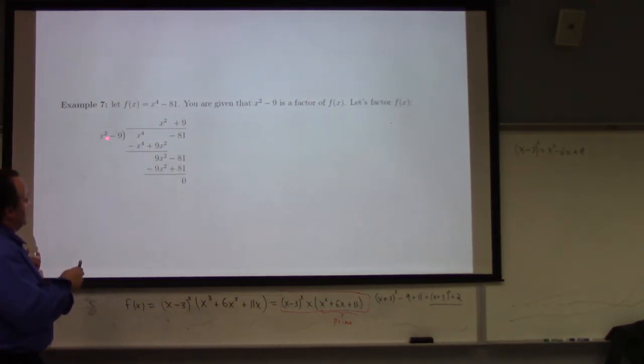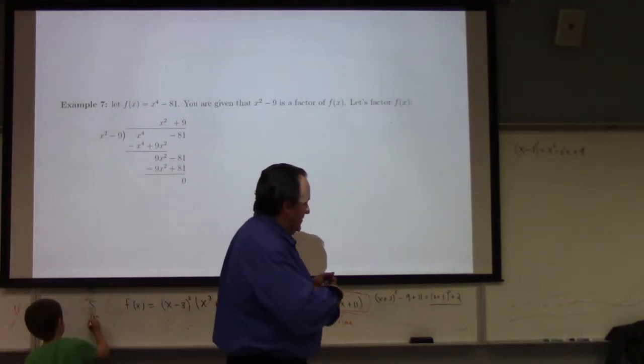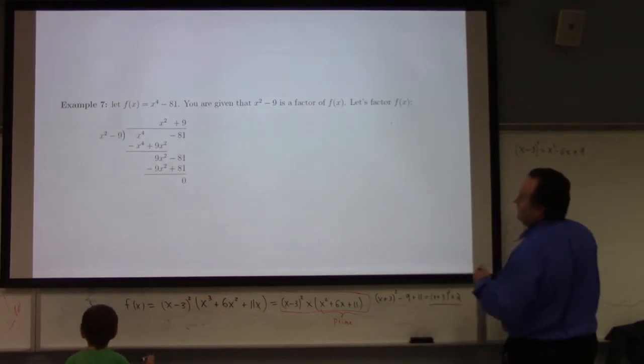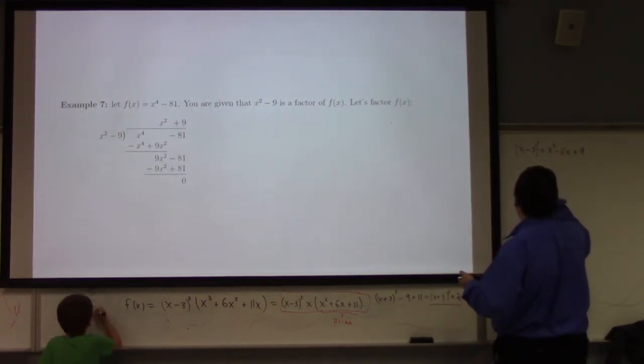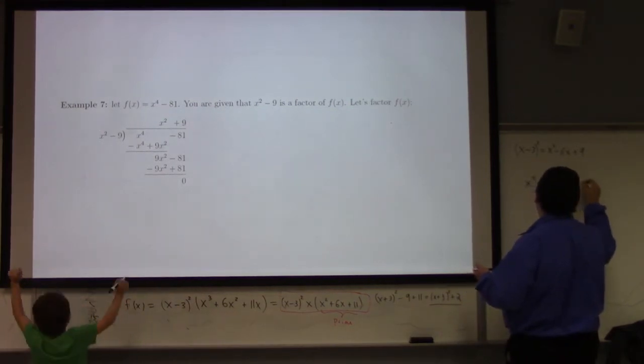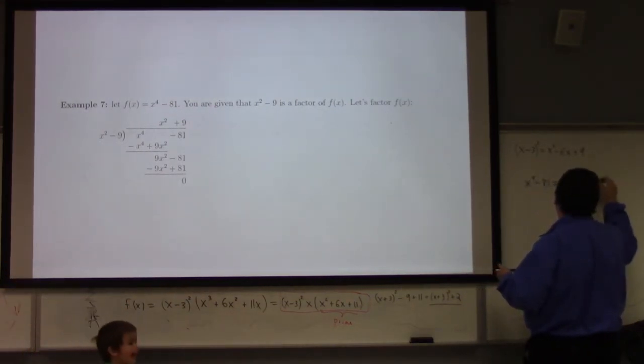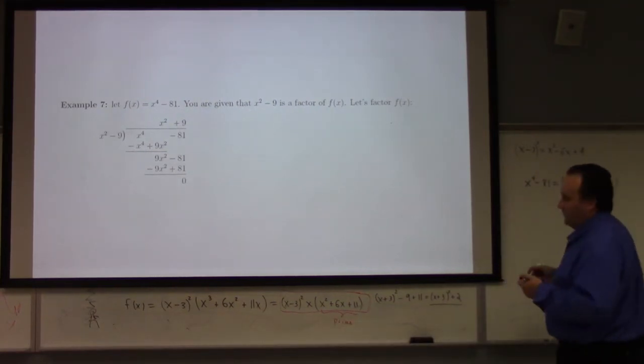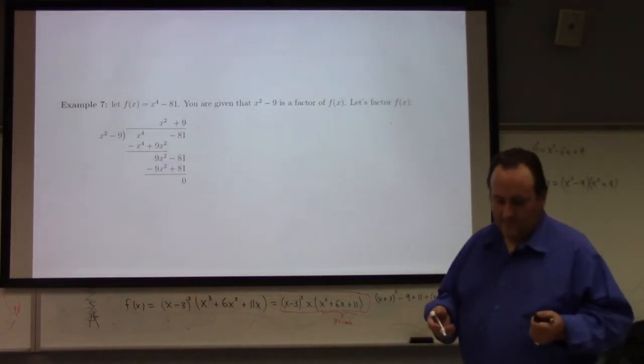I start with x squared. That gives me x to the 4th and minus 9x squared. Take the difference. You're left with 9x squared minus 81. So that means I add a 9 there. That brings down 9x squared and 81. You get the difference is 0. So what does this all mean? This all means that we get x to the 4th minus 81 is equal to x squared minus 9 times x squared plus 9, right? Of course, that's not surprising.